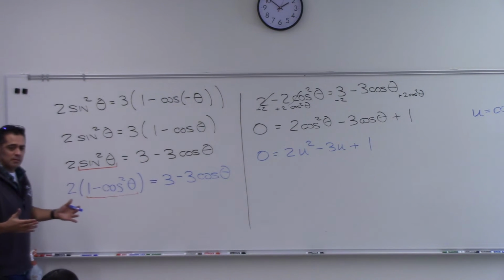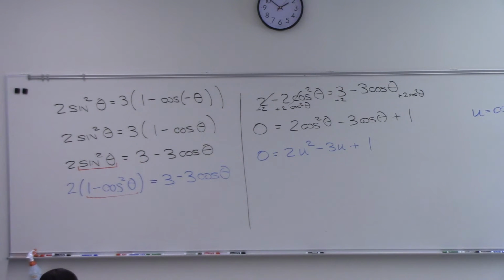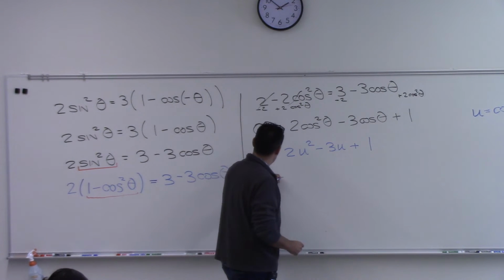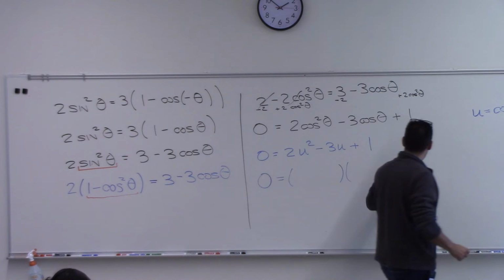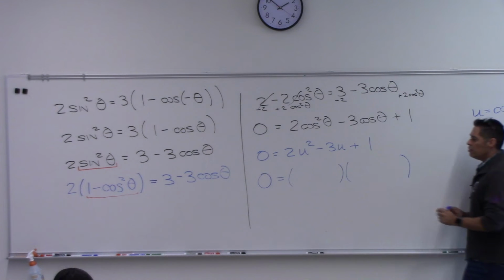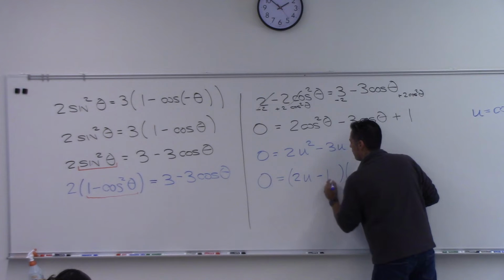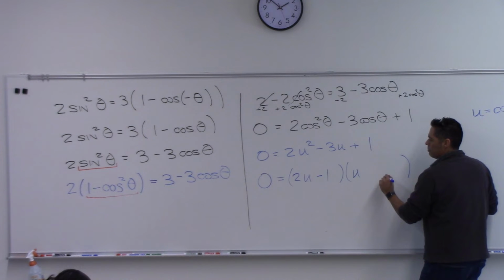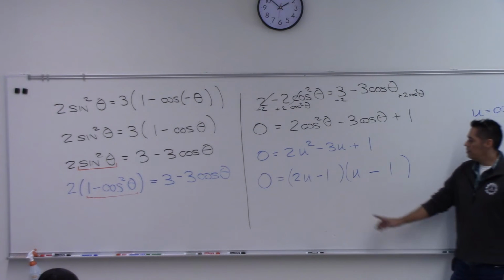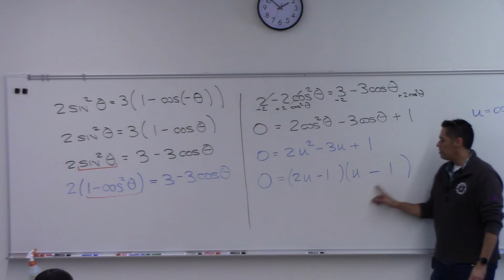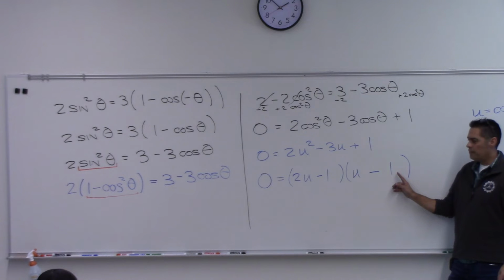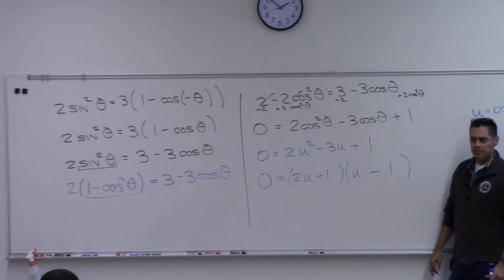All right. So what next? Factor it, right? So what's the factorization of this? 2u minus 1, u minus 1. Yep, that's right. So 2u squared minus 2u minus u, that's minus 3u, and then negative 1 and negative 1 is positive 1. That should do it.